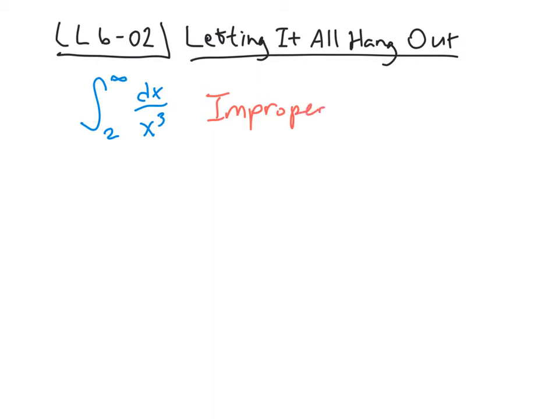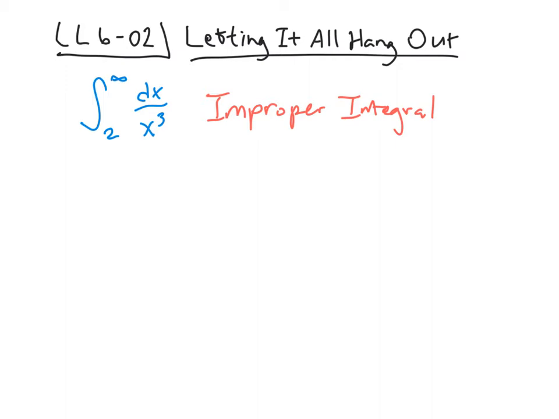Improper because either one of my limits of integration or the function itself goes to infinity somewhere. In this particular case, I'm working with a function 1 over x cubed, which is reasonably well behaved on the interval I'm looking at, from 2 to infinity. This function does run into trouble at x equals 0, but that's not in the interval that we are considering right now. However, one of the limits of integration is infinity, so for that reason, this is an improper integral.